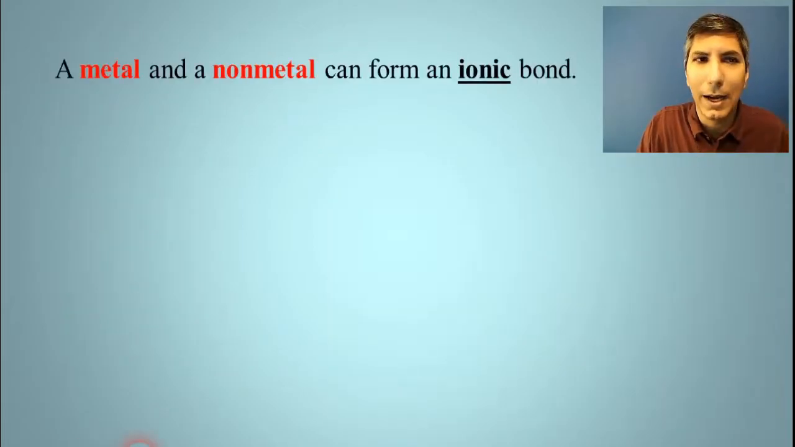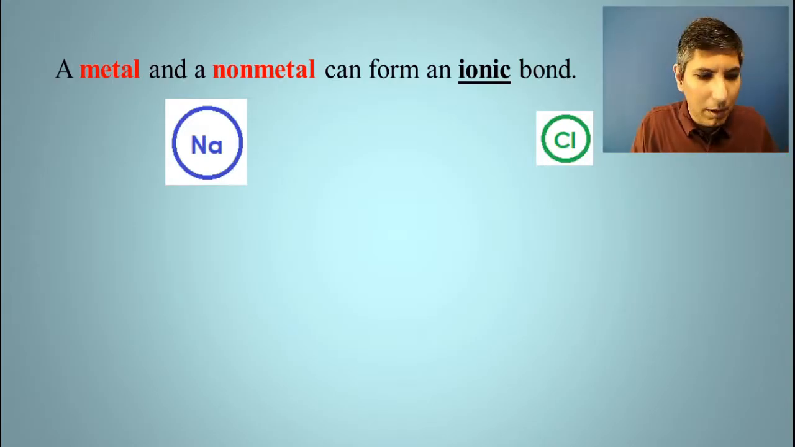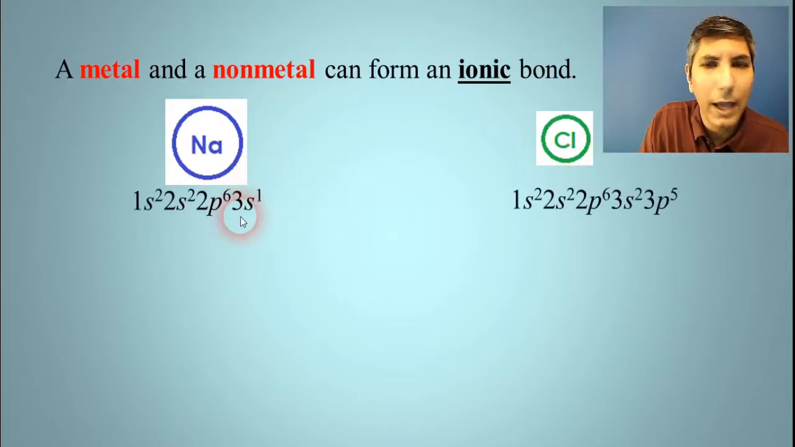Now let's take a look at ionic bonding. As we've learned before, it's a metal and a nonmetal that form an ionic bond. Let's take a look at probably one of our favorite ionic bonds, the one that's formed between sodium and chlorine. We know that sodium, if you look at its electron configuration, has one valence electron. That 3s1 electron is the one valence electron in the third occupied energy level. On the other hand, chlorine has 7 valence electrons. It has 7 because we have 3s2 and 3p5. Those are the 7 electrons in its last occupied energy level.